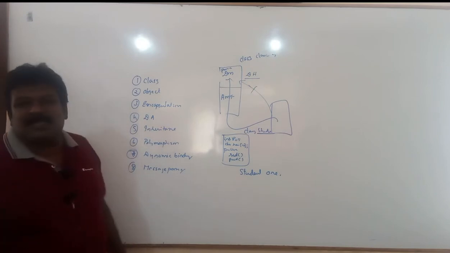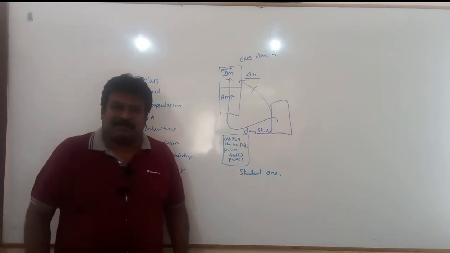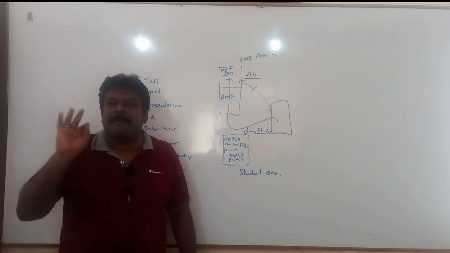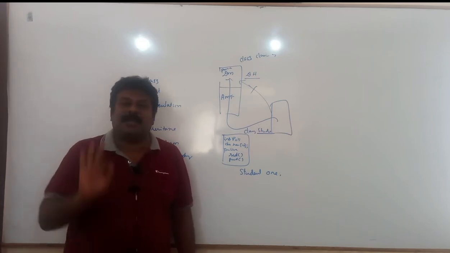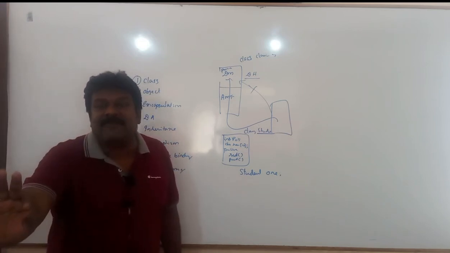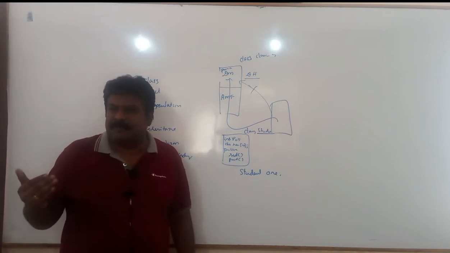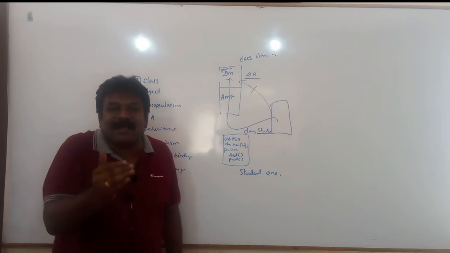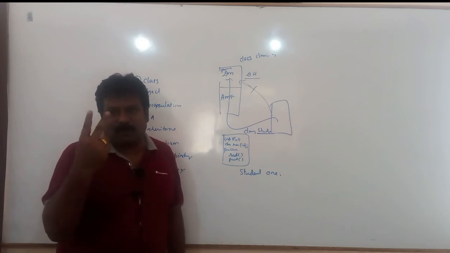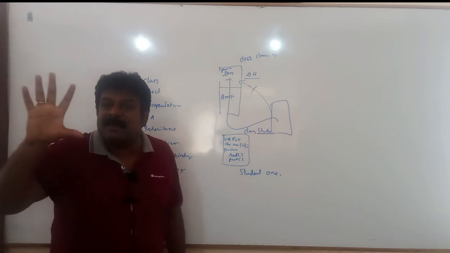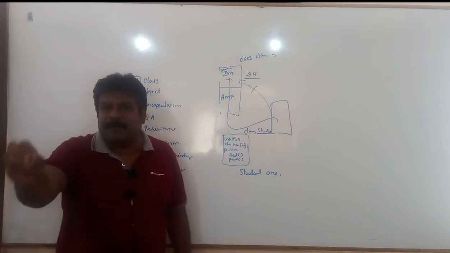What about data abstraction? Data abstraction is a process in which we make only necessary information available to the user, and we are going to hide all unnecessary information. So why is this unnecessary information hidden? For two reasons. First one, I am not willing to disclose it to my customers or my programmer.